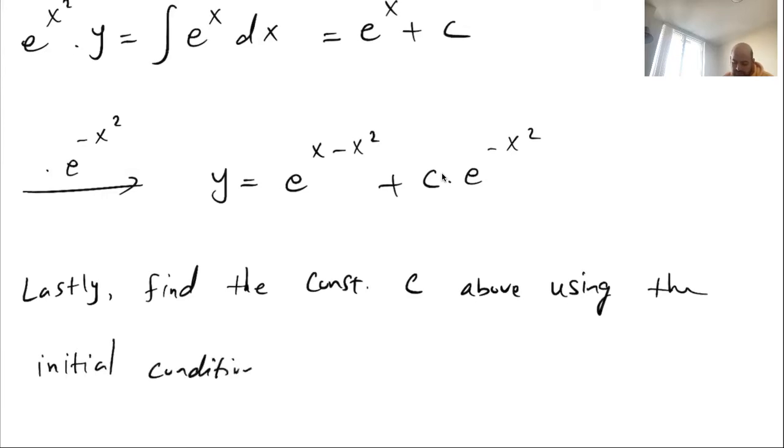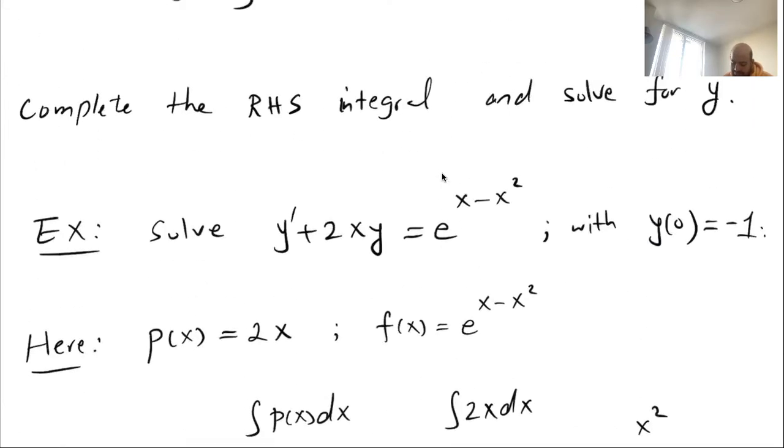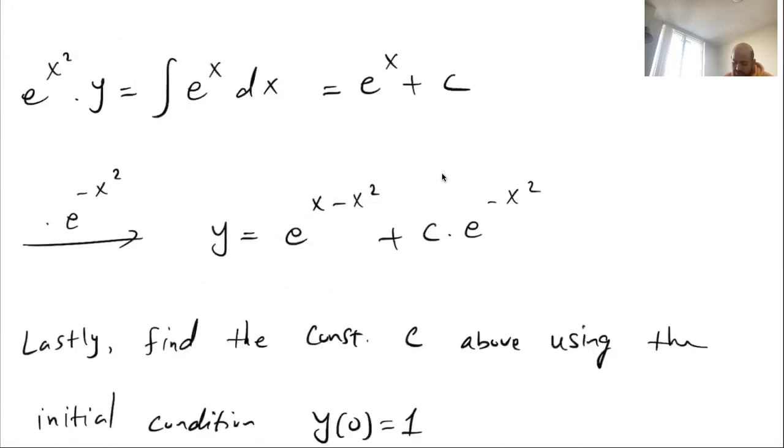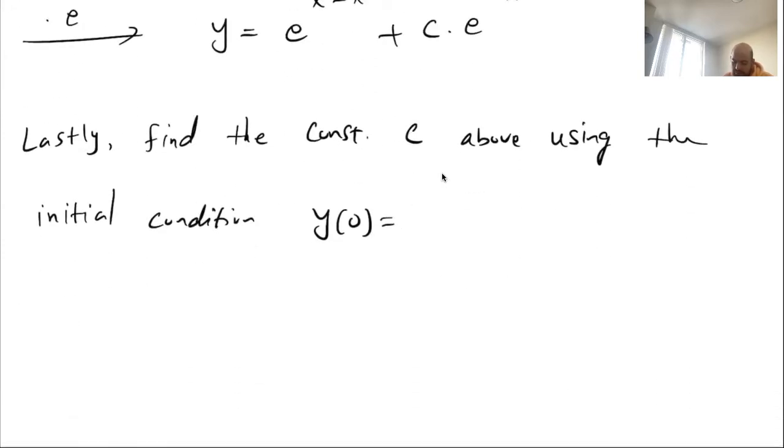What was the initial condition? Y of 0 equals minus 1. Y of 0 equals minus 1.